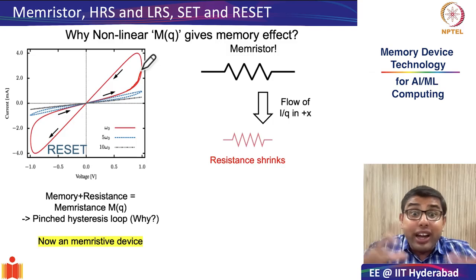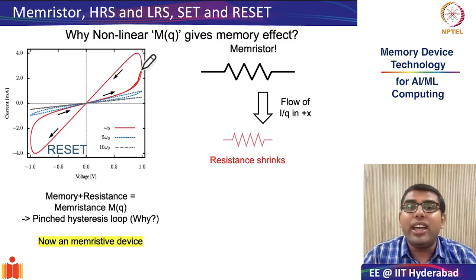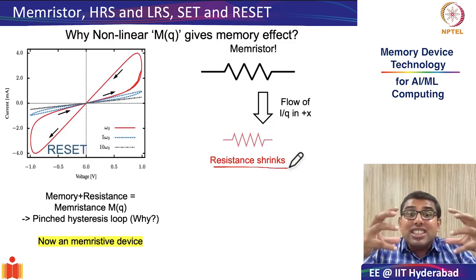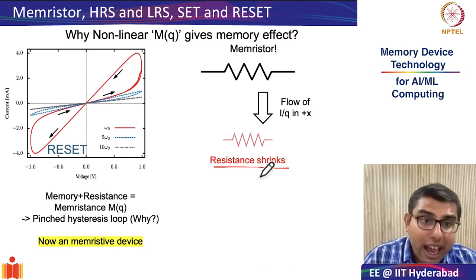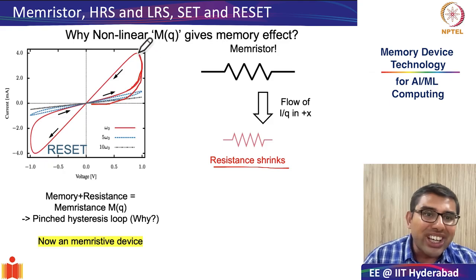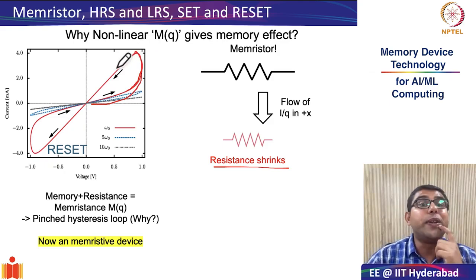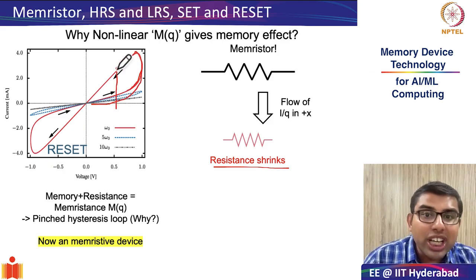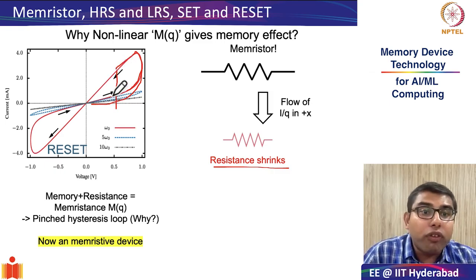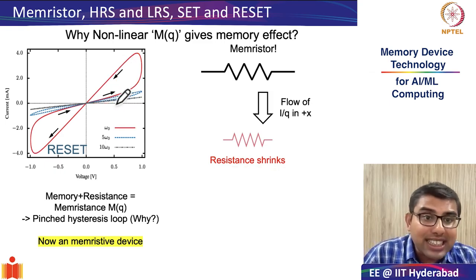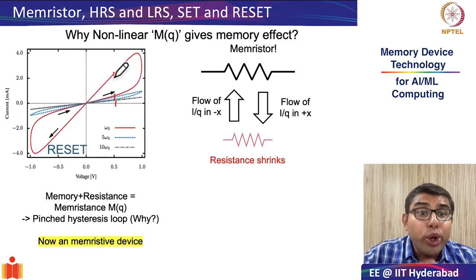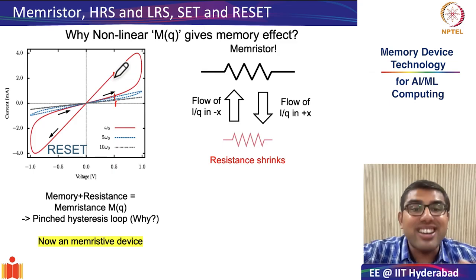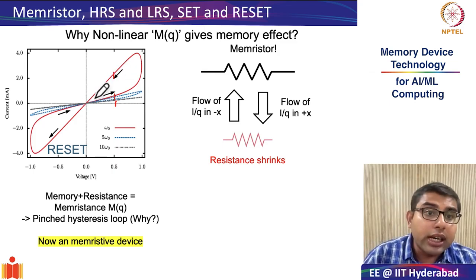What does that mean? If the current is increasing, it means dynamically the resistance is changing. The resistance is shrinking, becoming smaller and smaller. And therefore, on the way back, because the resistance is reduced, for the same voltage you are getting much higher current. For the same voltage, which is on the x-axis, earlier you had a small current, now you have a larger current. How do you revert this back? You flow the current in the opposite direction.